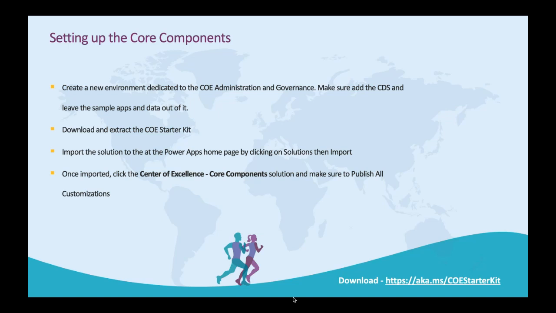Once you import the solution, what you do is you go to make.powerapps.com and import the solution, and you go to the home page by clicking on Solutions and Import. Once imported, you click on the solution and make sure that you publish all customizations. Very, very important to publish all the customizations. If you don't do that before you start configuring the flows that come with it, it's not going to work correctly. So remember that the admin core components has a series of flows that is running, that's going out to get information.